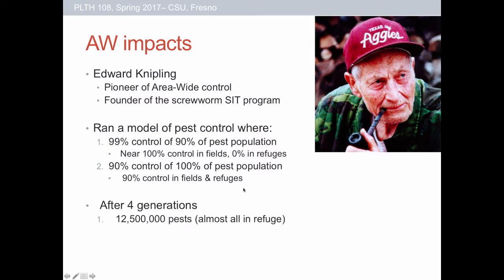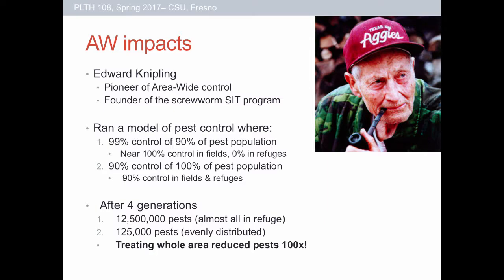And so he carried out this model for 4 generations, because that's about as far as you want to go with the math, with a calculator. And he found that after 4 generations, he estimated that under conventional control, we're looking at about 12.5 million pests, most of them within those refuges, which makes sense. But under the area-wide control, we're looking at about 125,000 pests, evenly distributed across the landscape. So essentially a 100-fold reduction just by evening out how we apply controls.